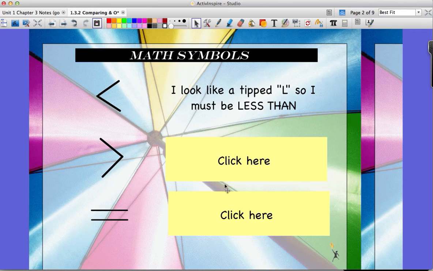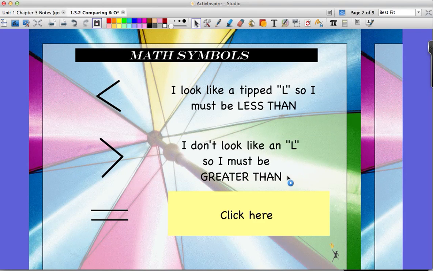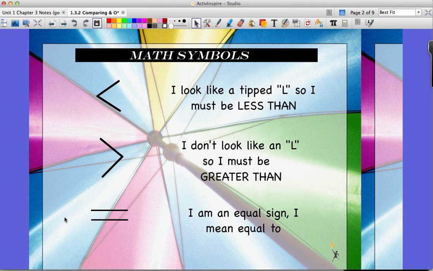less than symbol. The symbol that goes the opposite direction and does not look like a tipped L is our greater than symbol. So yes, this is greater than and this is less than. They do have different names. And then of course we all know this sign right here as our equal sign. So it tells me whatever is on this side and this side have equal value.